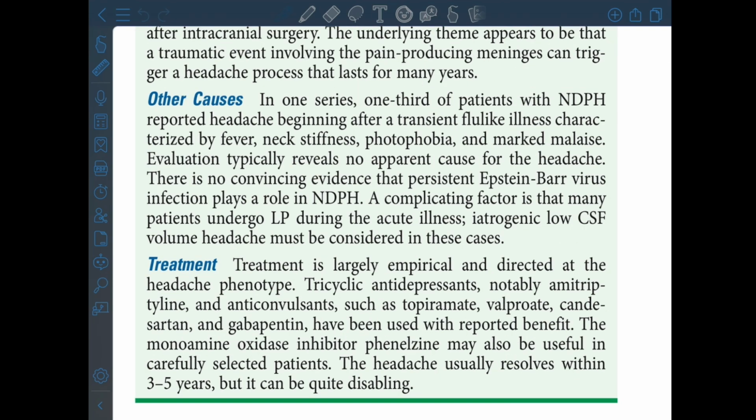Other causes. In one series, 1/3 of patients with NEET-PG reported headache beginning after a transient flu-like illness characterized by fever, neck stiffness, photophobia, and marked malaise. Evaluation typically reveals no apparent cause for the headache. There is no convincing evidence that the persistent Epstein-Barr virus infection plays a role in NEET-PG. A complicating factor is that many patients undergo LP during the acute illness. Iatrogenic low CSF volume headache must be considered in these cases.